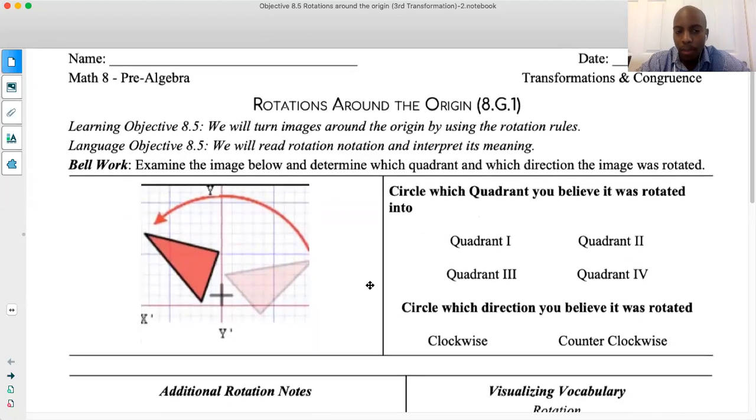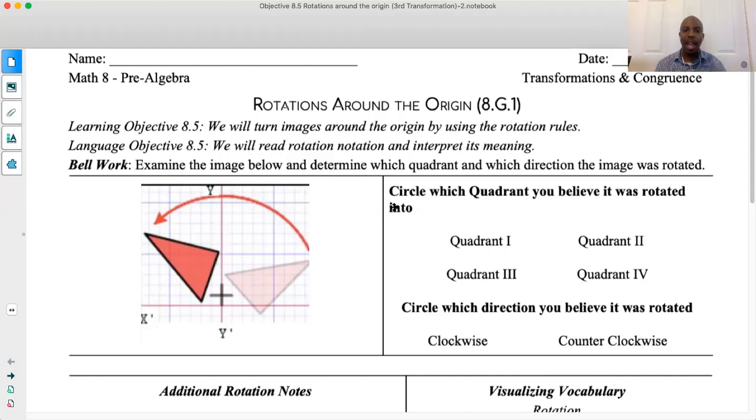To start off, let's look at the bell work. Examine the image below and determine which quadrant and which direction the image was rotated. If you look at this image, this is the pre-image, the one that's faded, but the new image is the one that's a little more bold, and you can see the arrow showing where it's going. Which quadrant do you believe it was rotated into? And which direction do you believe it was rotated? Was it rotated clockwise or counterclockwise? Take a minute, pause the video if you need to, and circle those two answers. Is it quadrant 1, 2, 3, or 4? Is it clockwise or counterclockwise? So take a minute.